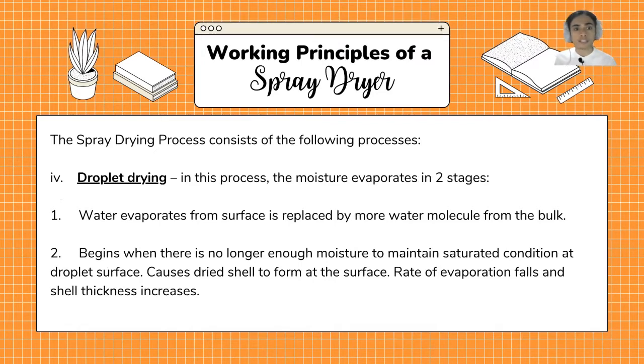In droplet drying, the moisture evaporates in two stages. First, water evaporating from the surface is replaced by more water molecules from the bulk. The next stage begins when there is no longer enough moisture to maintain saturated conditions at the droplet surface. This causes dried shells to form at the surface. The rate of evaporation falls and shell thickness increases.